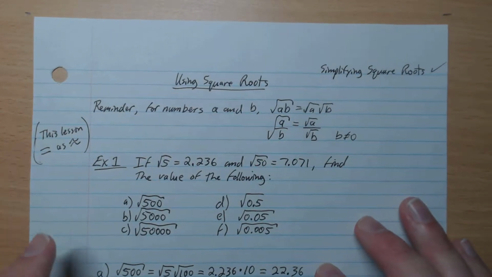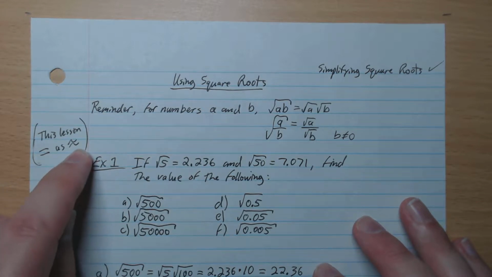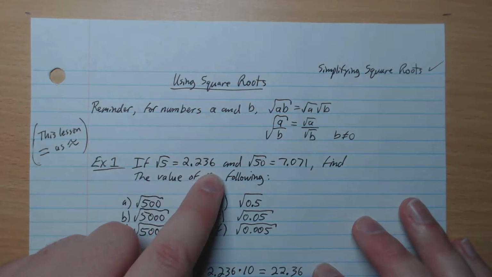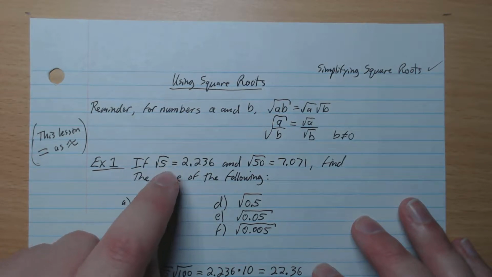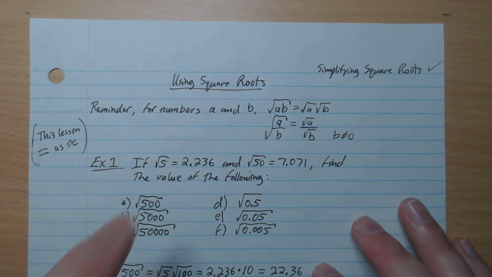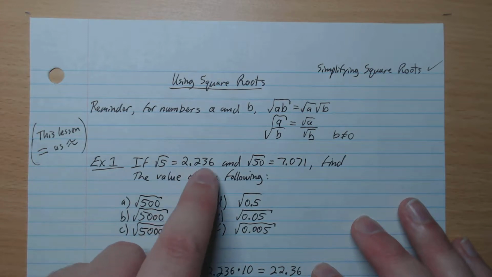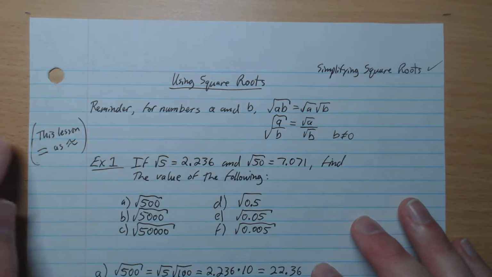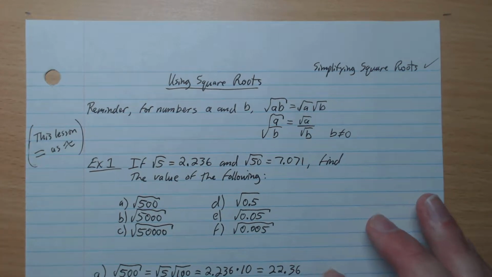In this lesson, we're going to use equality as approximately. So when we say root 5 is 2.236, this is approximately. It's not equal, because root 5 is an irrational number, so the digits keep going on forever in a non-repeating sequence. I just want to point that out for this lesson.